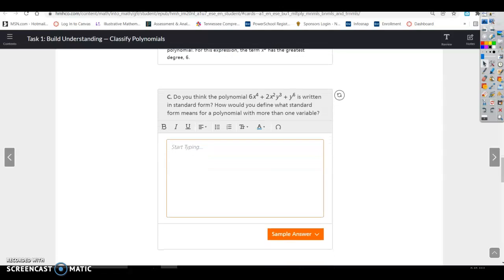All right, do you think the polynomial here is written in standard form? Let's check. 4, 5, 6. If we count the degree in each monomial, we can see that it is not in standard form because it should go from highest to lowest. So it should be y to the 6th plus 2x squared y cubed plus 6x to the 4th.